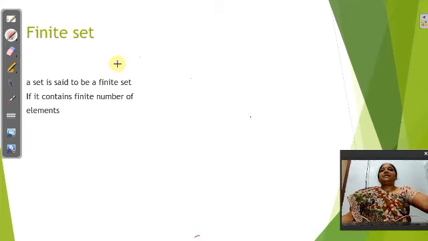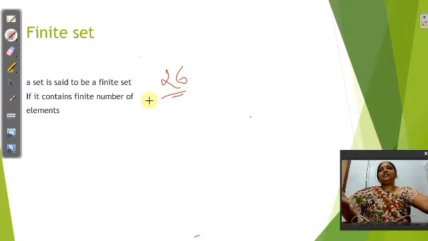Next, finite set. A set is said to be a finite set if it consists of a finite number of elements, that is, a countable number of elements. For example, the number of English alphabets is 26. Is it countable or not? So that set is a finite set. Countable number of elements must be there in that set. Then we can say it is a finite set.